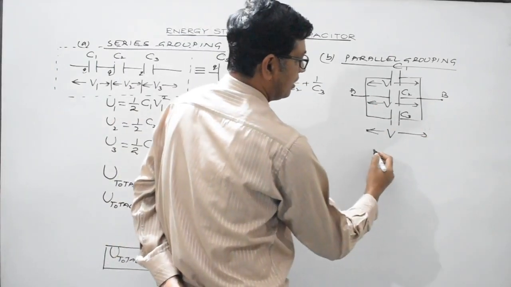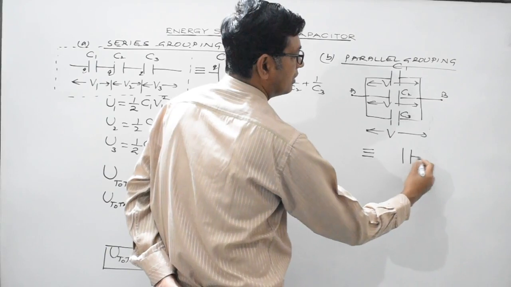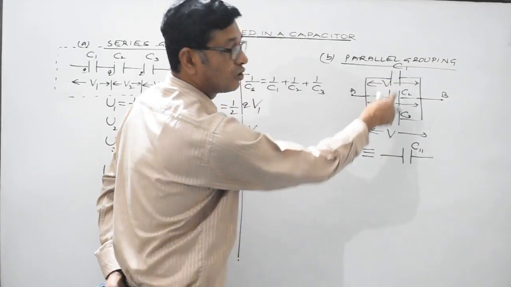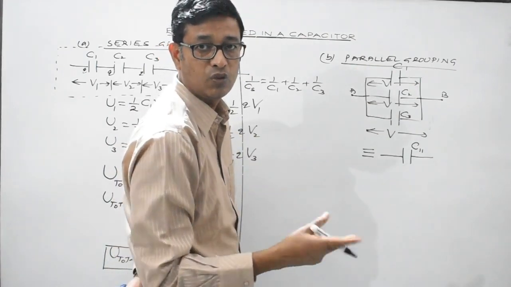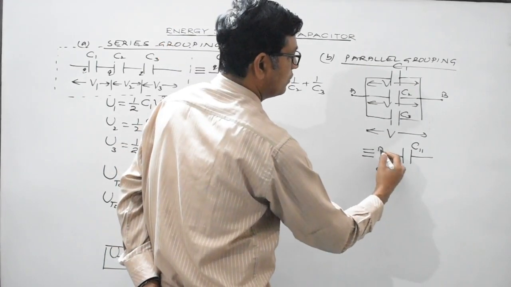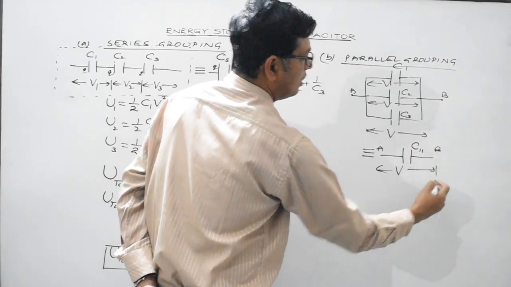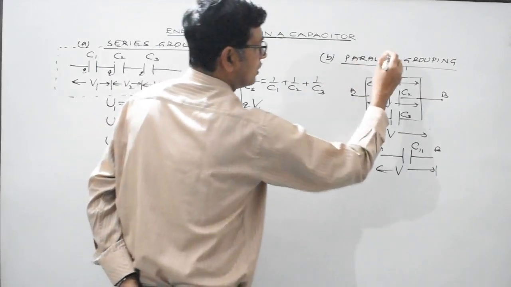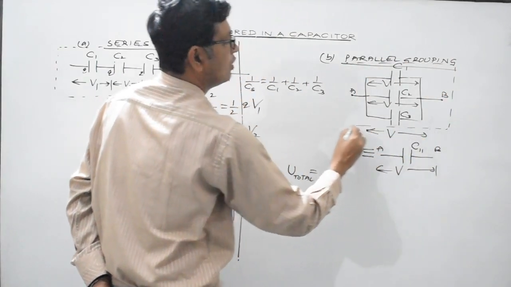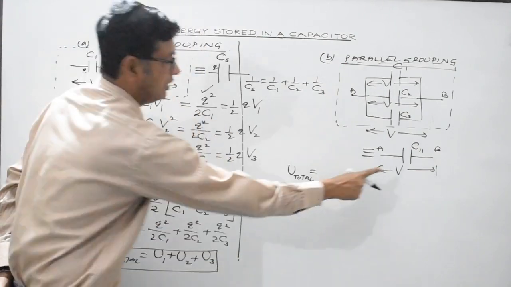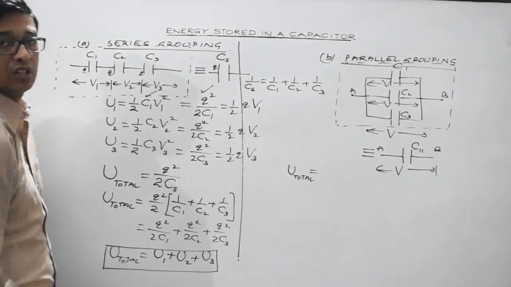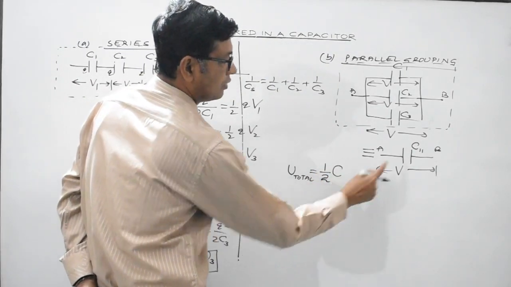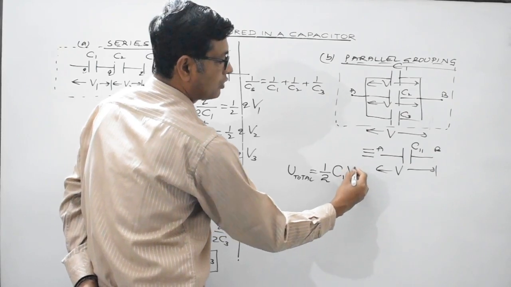Now its equivalent diagram may be given by this. This is suppose C parallel. C parallel is the resultant capacitance of the parallel grouping of C1, C2 and C3, right? PD would be same. These are the 2 points A and B, so PD would be same. So total energy of the system would be given by, here V is constant. So this formula is to be used, half CV square. So it will be given by half C parallel and V is constant.